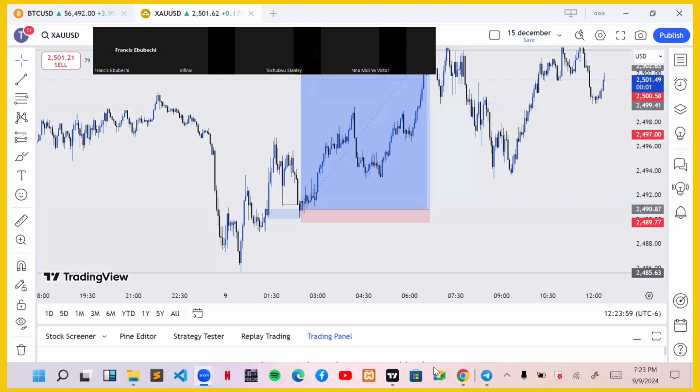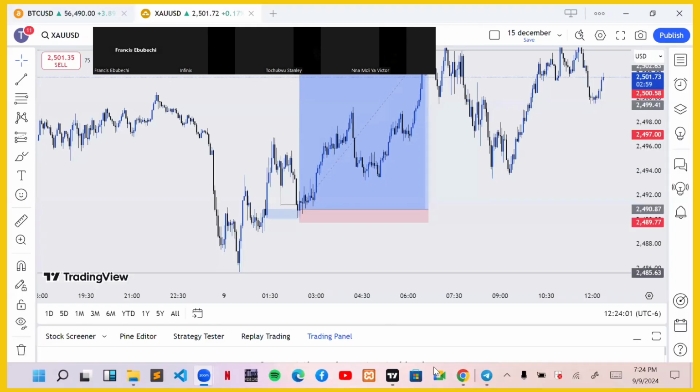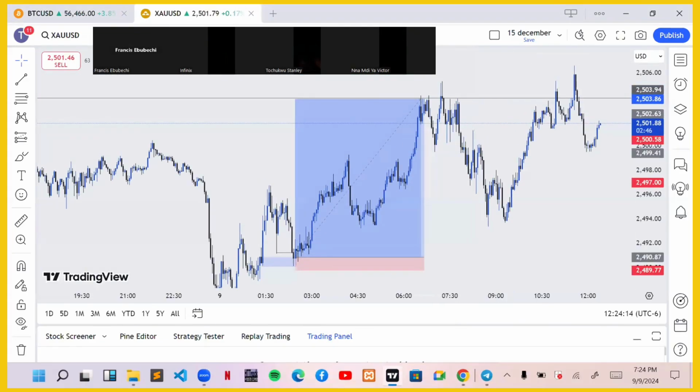Because of how the last class went, I'll start from market structure again. Most people kept interrupting when I was teaching. That was why I had to use Zoom, so I can meet everyone at once. So I'm about to start from market structure again.